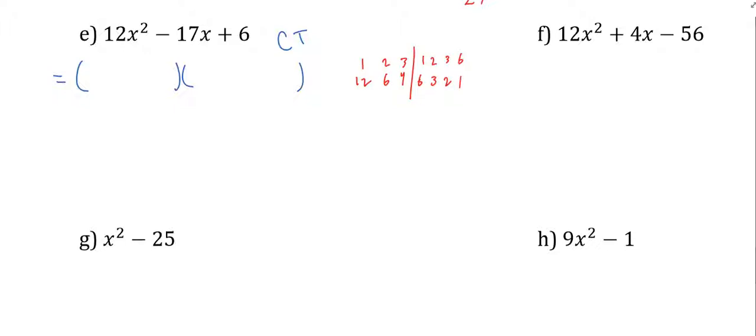So here's what I'm seeing. I've got 8 and 9, and 8 plus 9 is 17. So I've got 3x and 2, and 4x and 3.